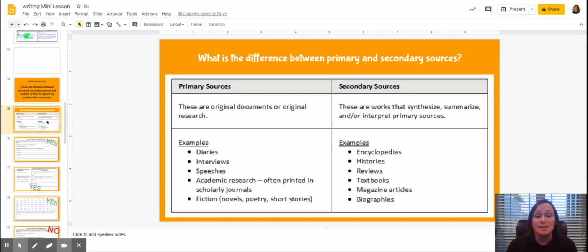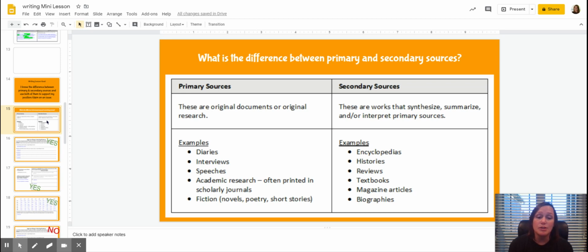Looking at the two kinds of sources, this should sound very familiar because it should be a review from earlier in the year. In social studies, we talked about primary and secondary sources. A primary source is an original document or research. Examples: diaries, interviews, speeches, academic research, fiction, surveys. A secondary source is a work that synthesizes, summarizes, and or interprets primary sources.